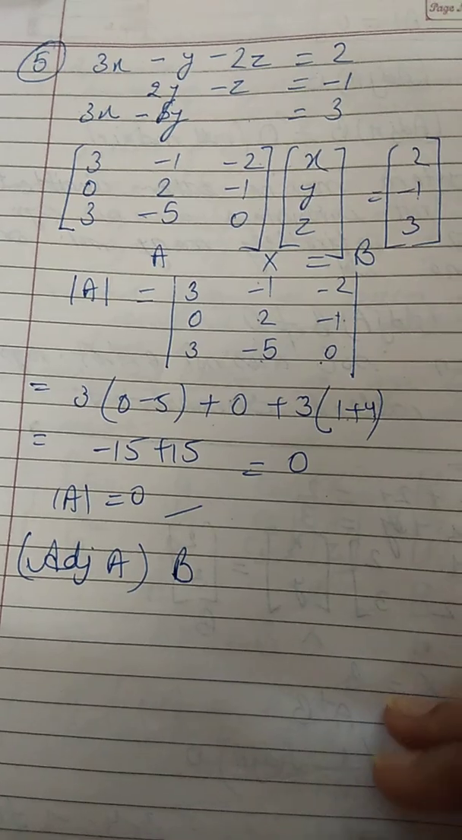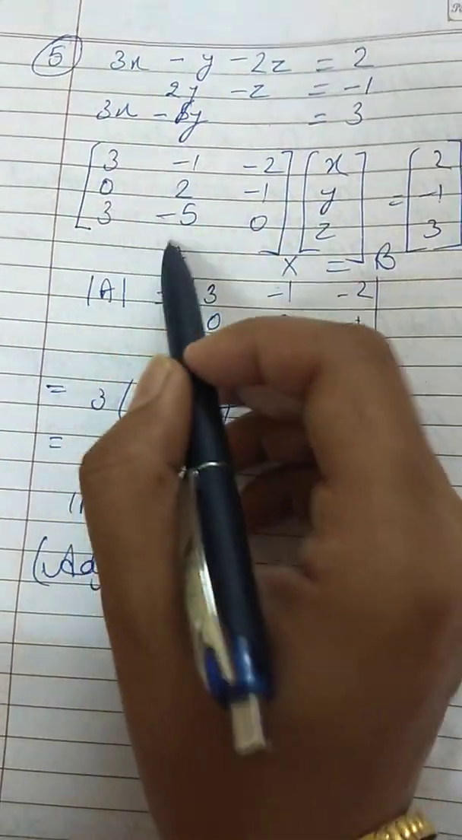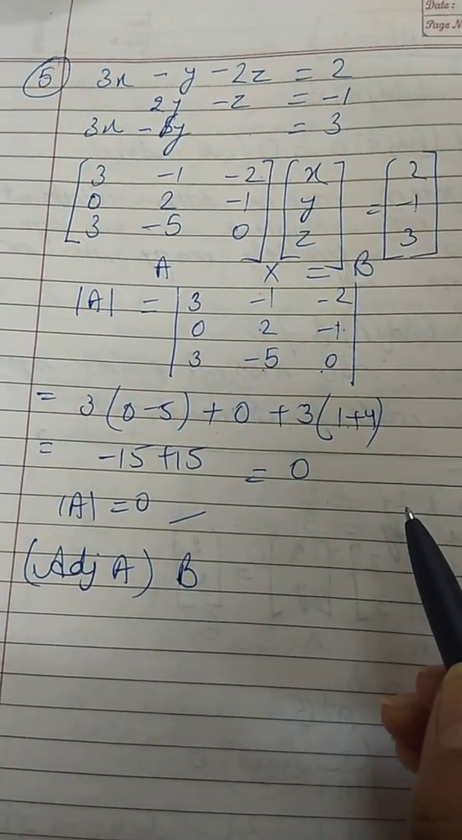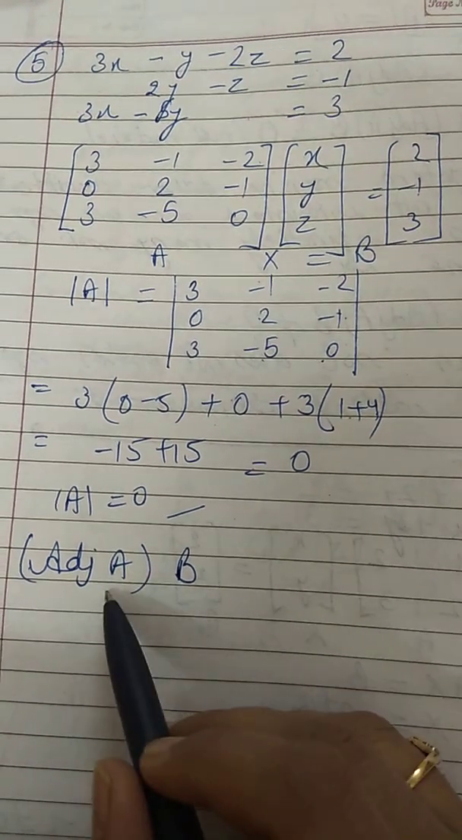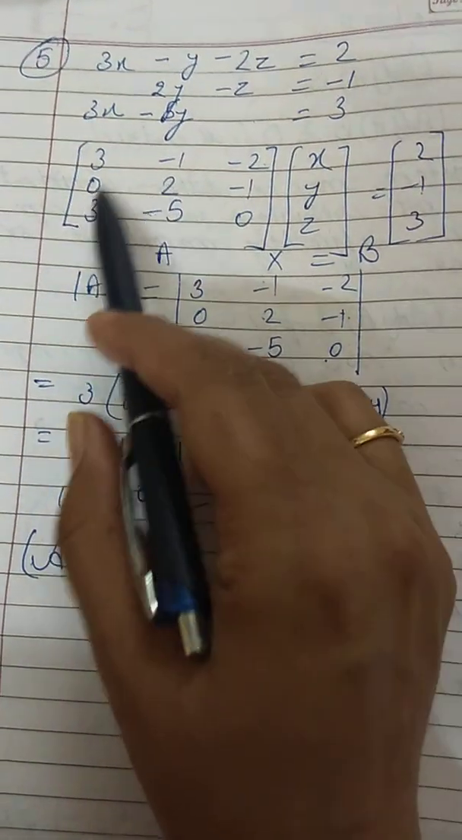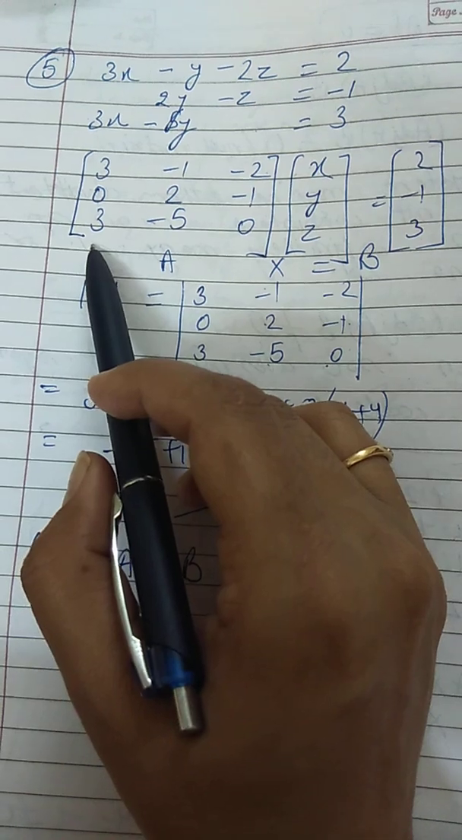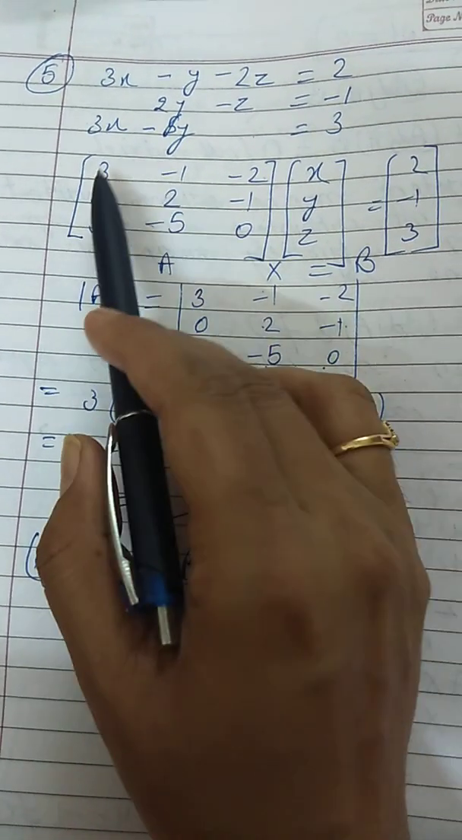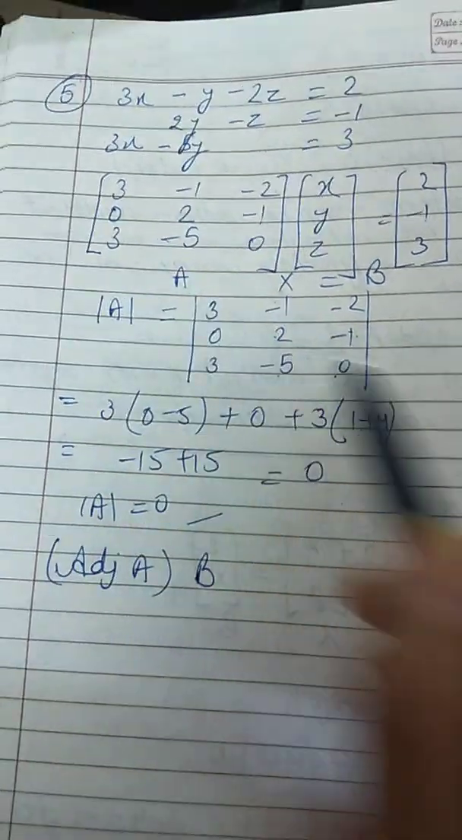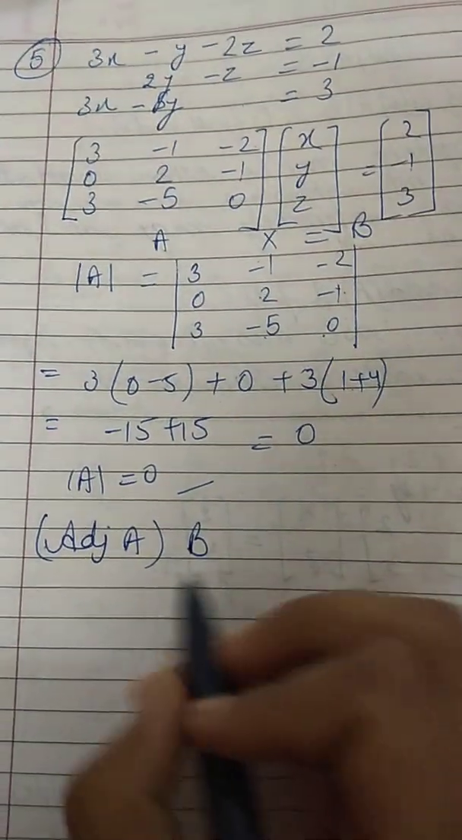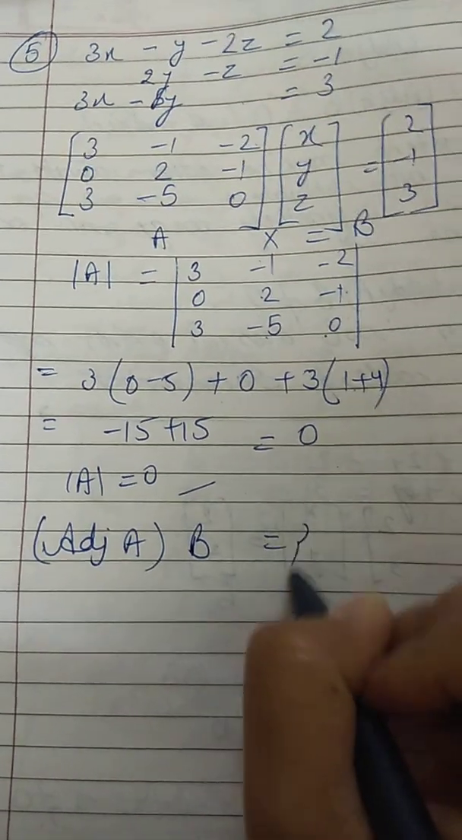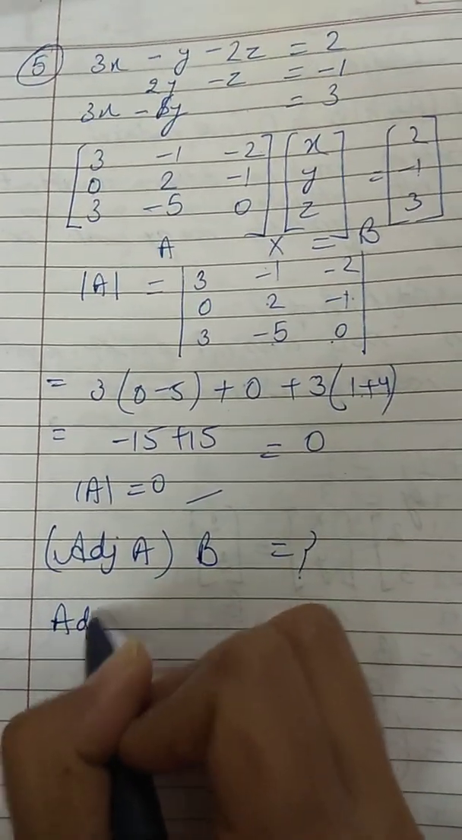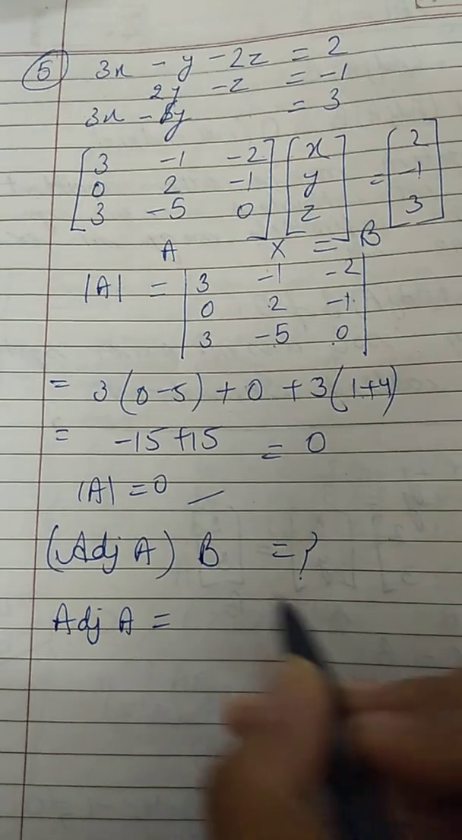Adjoint A into B. So first of all you will find the adjoint matrix of the given matrix, and you remember it, whenever we find the adjoint, what do we do? We replace the elements of A matrix with their cofactors and we take the transpose. That means the cofactors of first row we will be writing in the first column. So let us find first of all adjoint A, right?